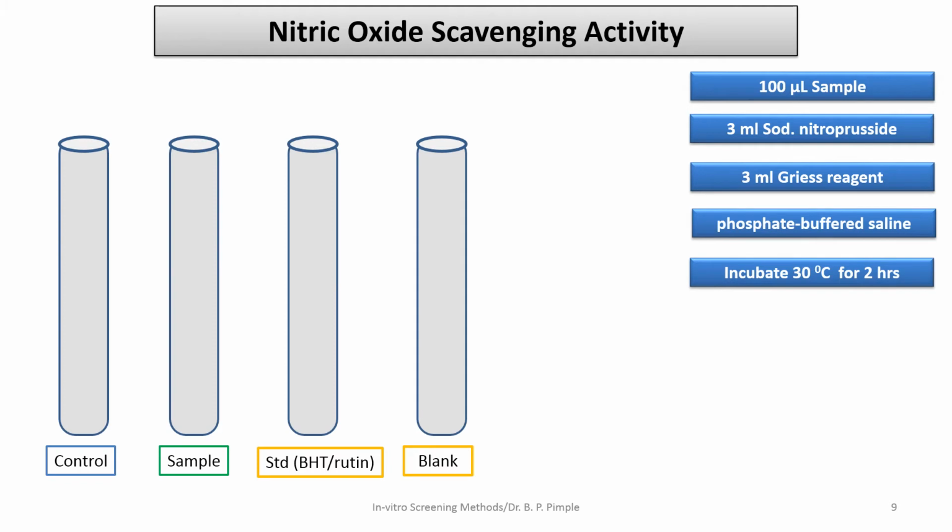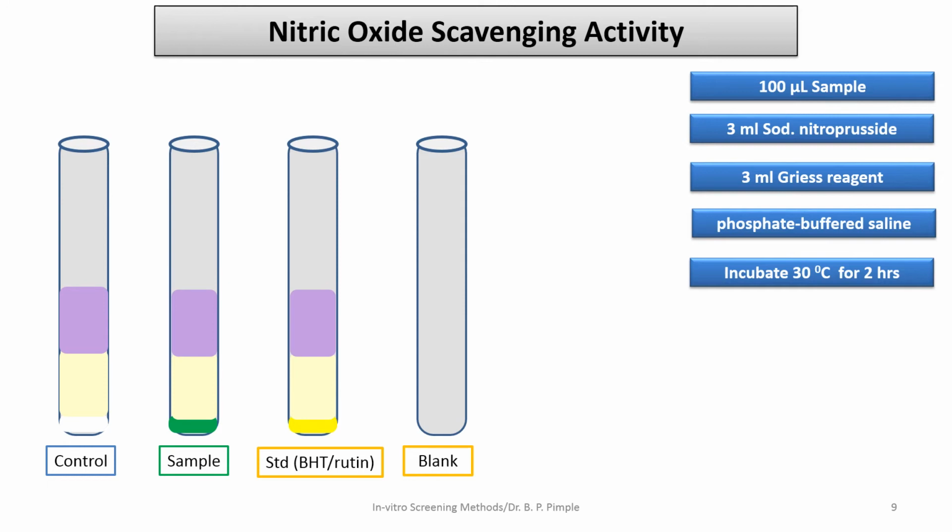Initially we will be adding the sample. Now the sample here in case of control is nothing but plain water. In case of the sample test tube, we are adding the extracted or isolated sample, and in case of standard, we are adding BHT or rutin. And you can notice here there is nothing in the blank. Next, you can add 3 ml of sodium nitroprusside solution. This step is to add sodium nitroprusside because we need to generate the nitric oxide. Nitric oxide is generated, and then Griess reagent is added.